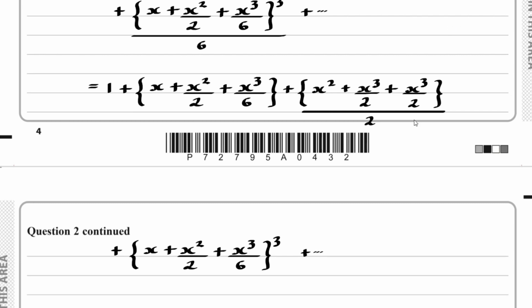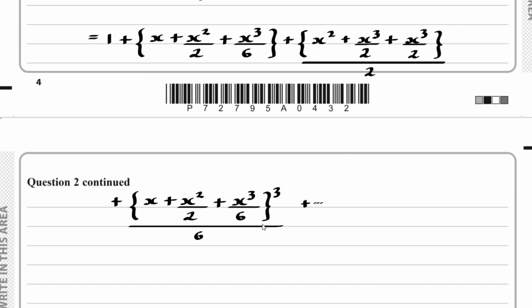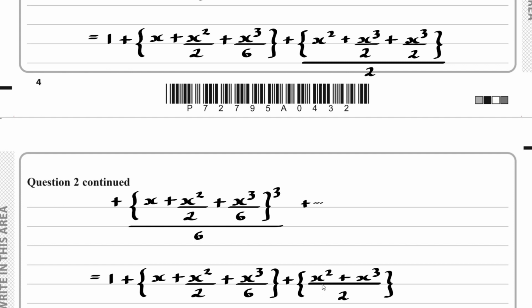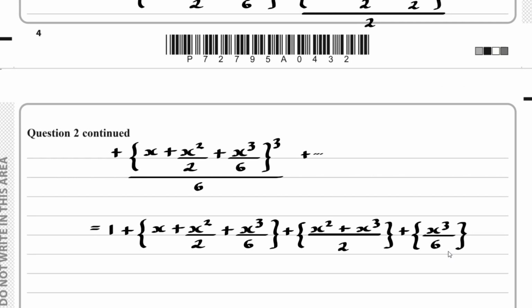So now let's try to simplify all this. Well, I've got 1, and then here I've got the x + x²/2 + x³/6, and then here I've got x² plus a half x³ plus another half x³. That simplifies to give x² + x³, and don't forget I'm dividing by 2. And then here, just thinking about what gives me a cube term, I've got the x³ and I'm dividing that by 6. So I've got x³/6 plus higher order terms.